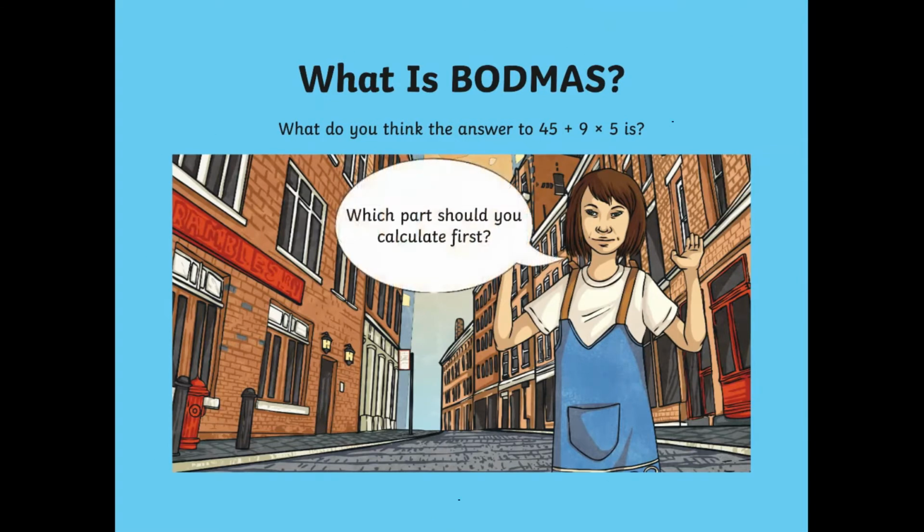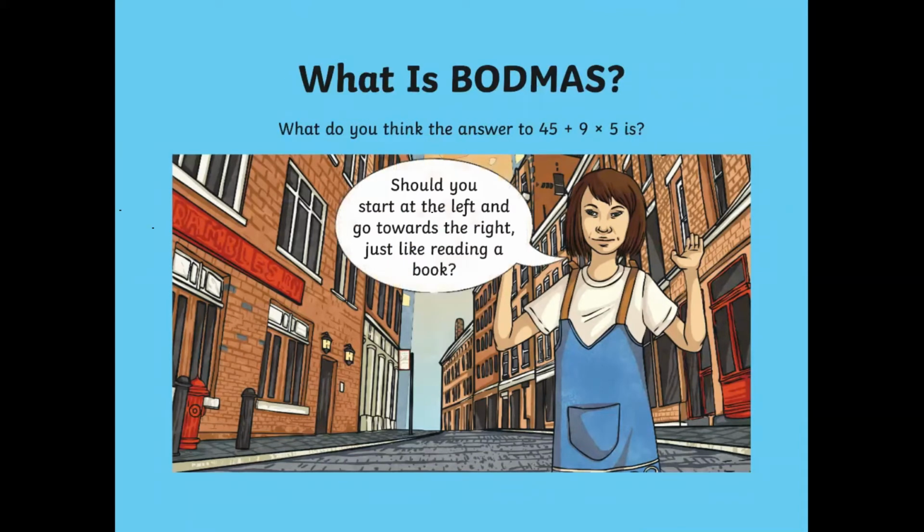Now, what do you think the answer to that is? So this little girl says, which part should you calculate first? That is the question, because now we don't know, should we calculate 45 plus 9 first, or should we calculate 9 times 5 first? Or do we do it from left to right, or is there a special order to do these calculations? Are some operations more important than others, or not? And the answer is actually yes.